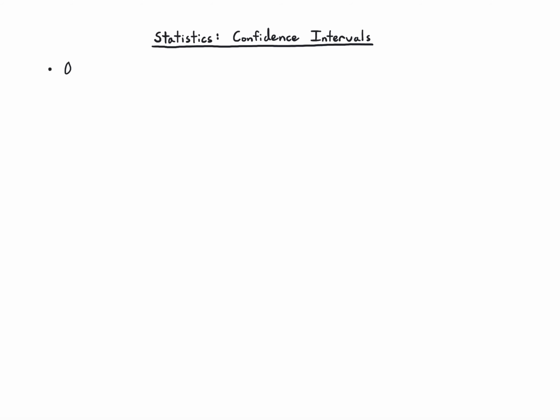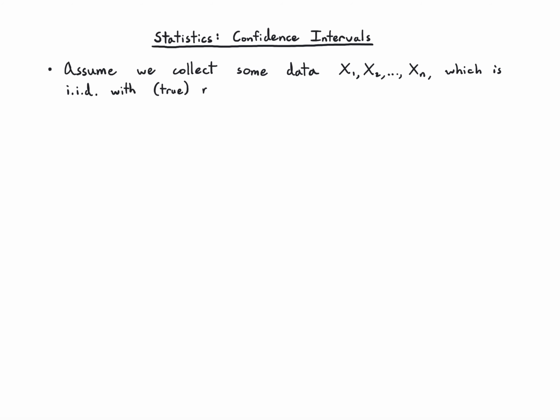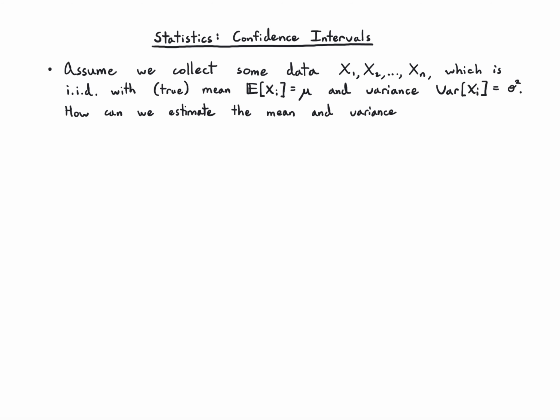Okay, so the basic idea here is that we're going to assume that we've collected some data that we're going to write as random variables x1 up to xn. And let's say that this data is IID and it has a mean. So each variable has mean mu, and each variable has variance sigma squared. And what I want to do is assume that I don't know the mean and variance, and I want to estimate them just from this data set x1 through xn. Okay, so this is a very basic question, something that we have to do all the time in science and engineering. I get some data and I want to calculate some parameters from it, maybe the mean.